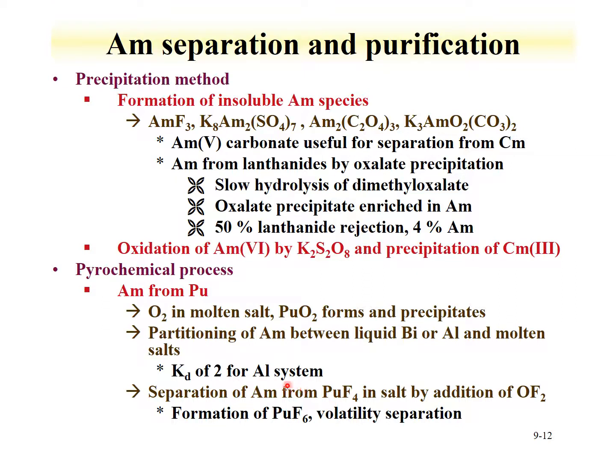Volatility-based separations of americium from plutonium can also be achieved by exploiting the plutonium hexafluoride, which is volatile. So the formation of this fluoride species in a fluoride salt. So you start with the tetrafluoride of plutonium, bring it to the hexafluoride state, and achieve separation from americium by the volatilization of the plutonium species.